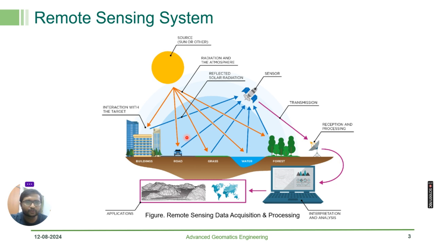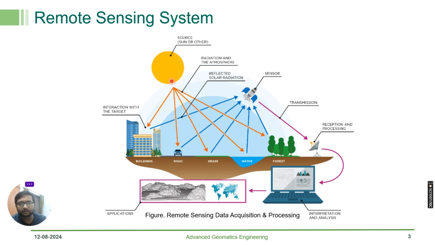Once the energy goes back to the satellites, the satellites will transfer that information to ground antennas. The ground antenna will collect the information, process it, and then we will make an application out of it.